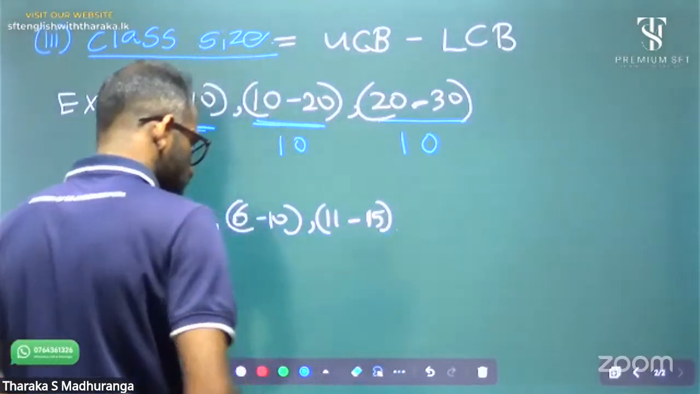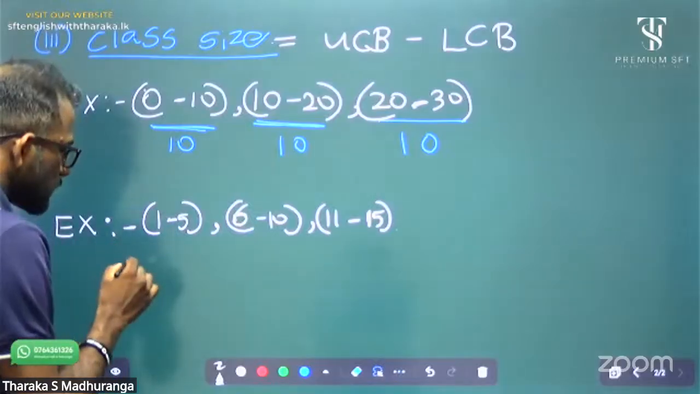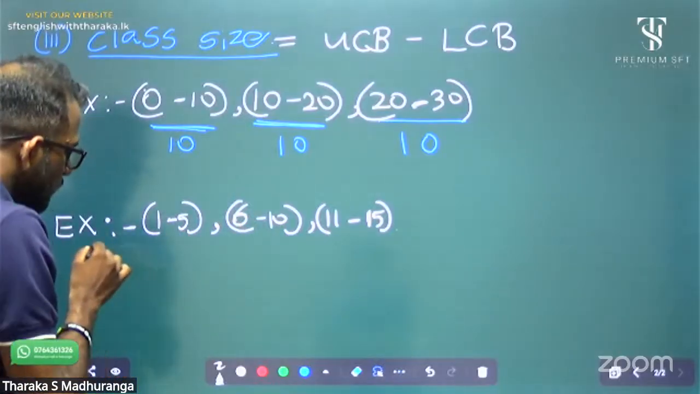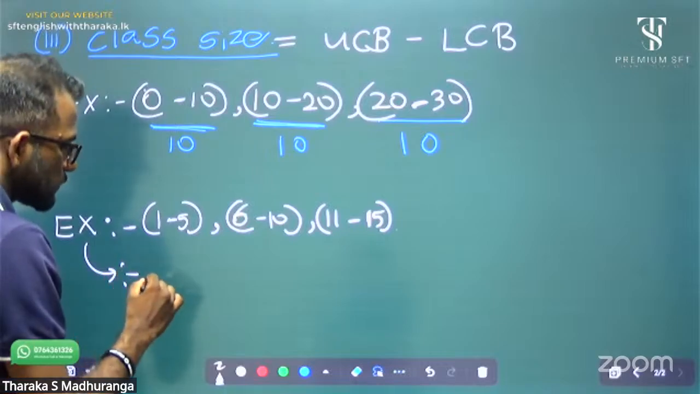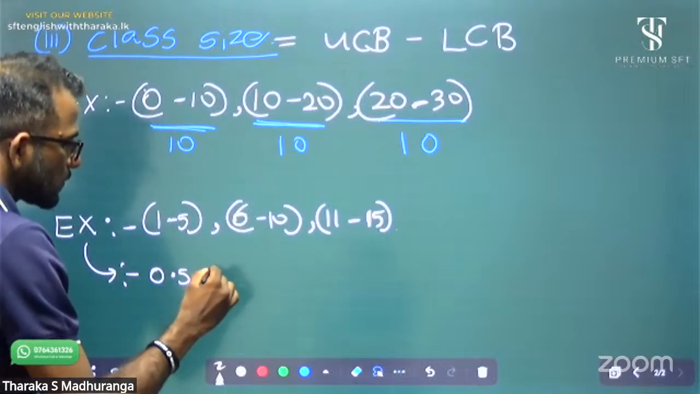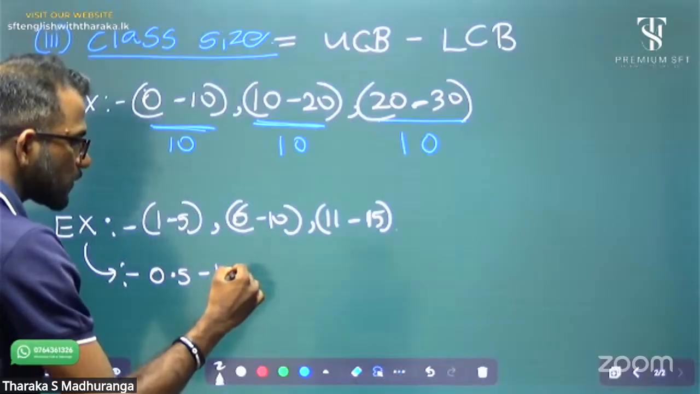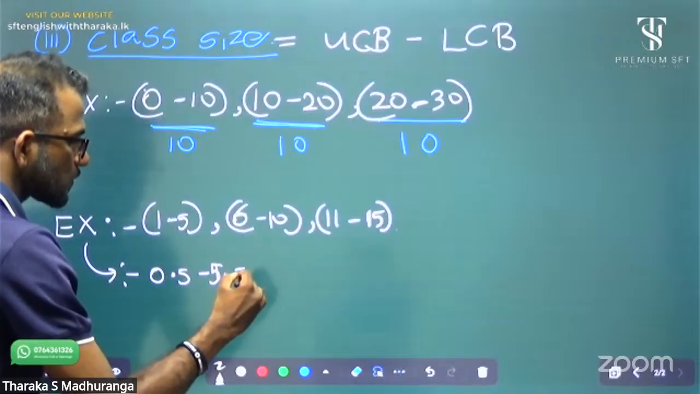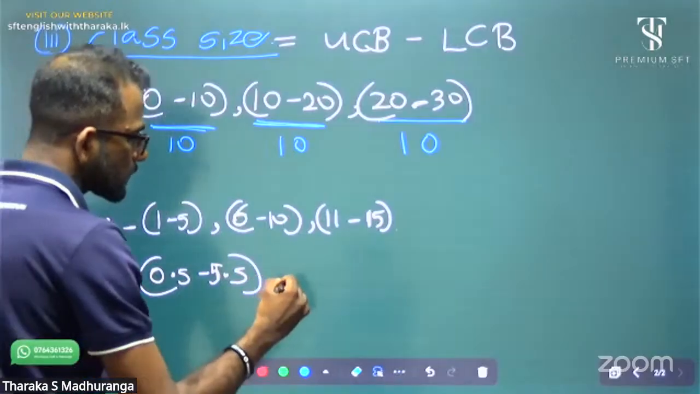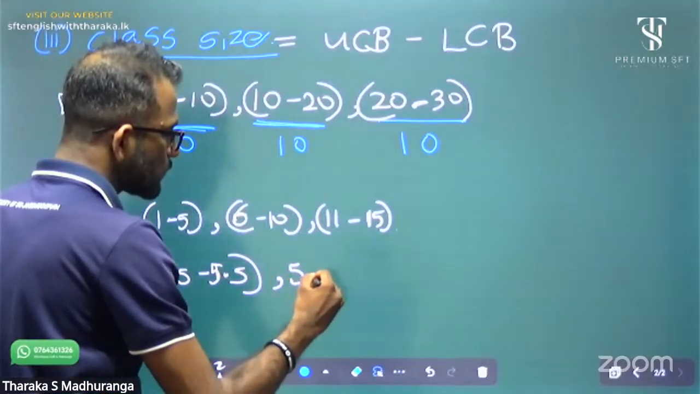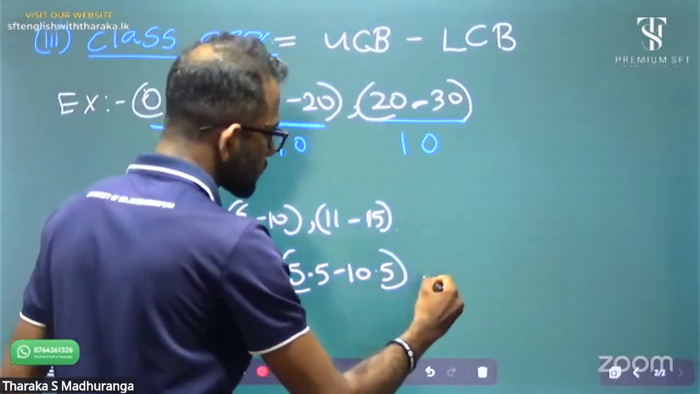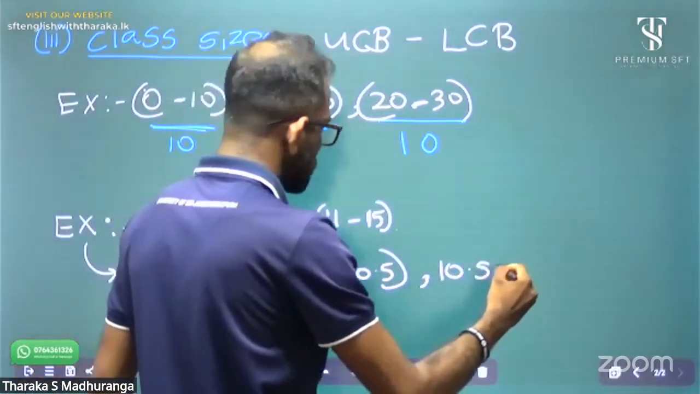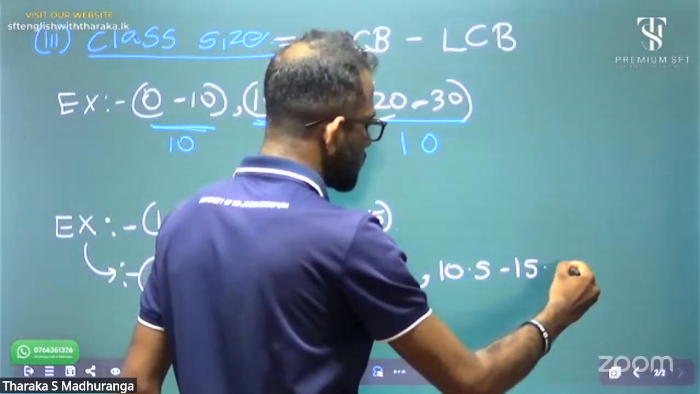Okay, if you can convert into class boundaries, they are class limits, no? You have to convert to class boundaries. For a discrete group frequency distribution, it is 0.5 to 5.5, 5.5 to 10.5, 10.5 to 15.5.